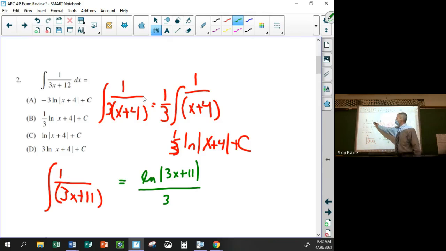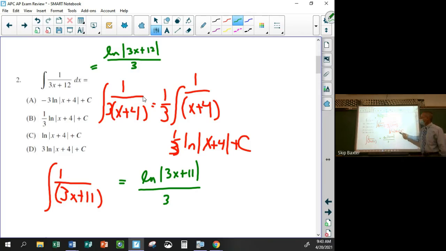And you could actually think of this the same way. This is going to be ln of 3x plus 12 divided by 3. Well, okay, then if that's the case, why is it this? If I could have done that here, is this equivalent to that?